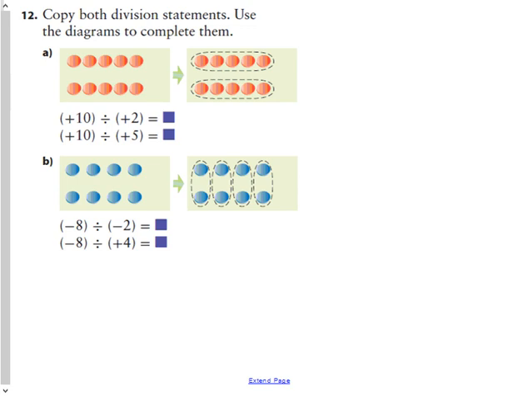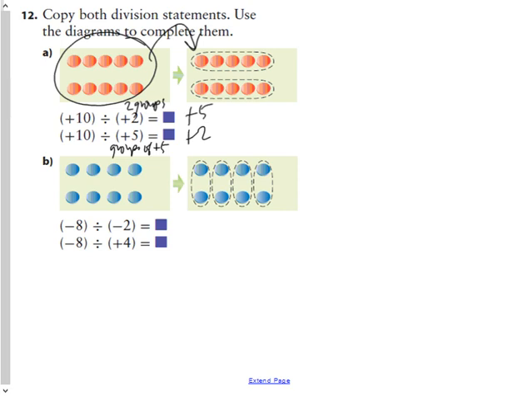Question 12 talks about integer division with modeling. Use the diagrams to complete it. So here we have positive 10. And when we look at what they did here, there's two interpretations. I divided it into two groups. So positive 10 divided into two groups means there is positive 5 integer chips in each group. In the second interpretation, I had positive 10. I divided into groups of positive 5. How many groups could I make? I could make two groups. So either way you interpret it, both of those division statements are valid for that drawing, and you should be able to give both on a test.